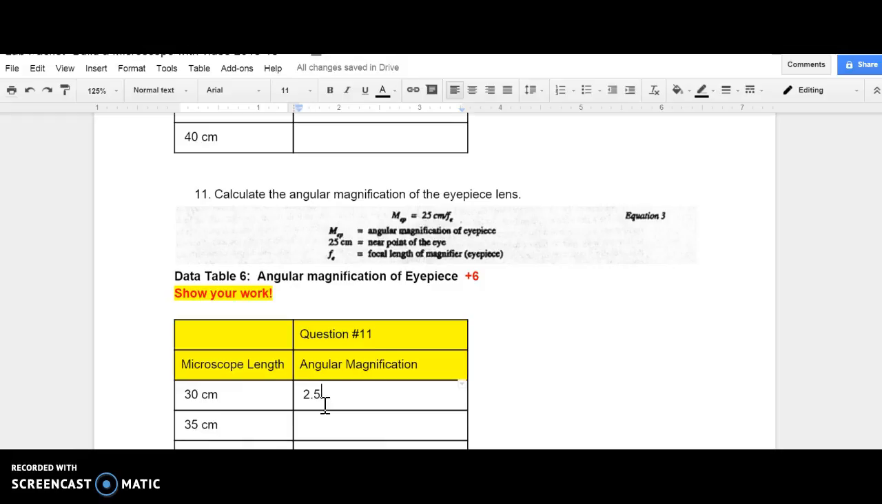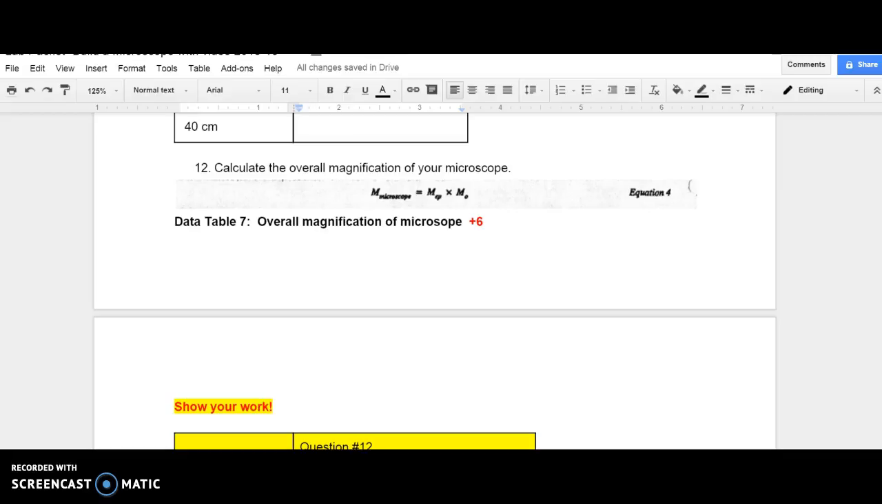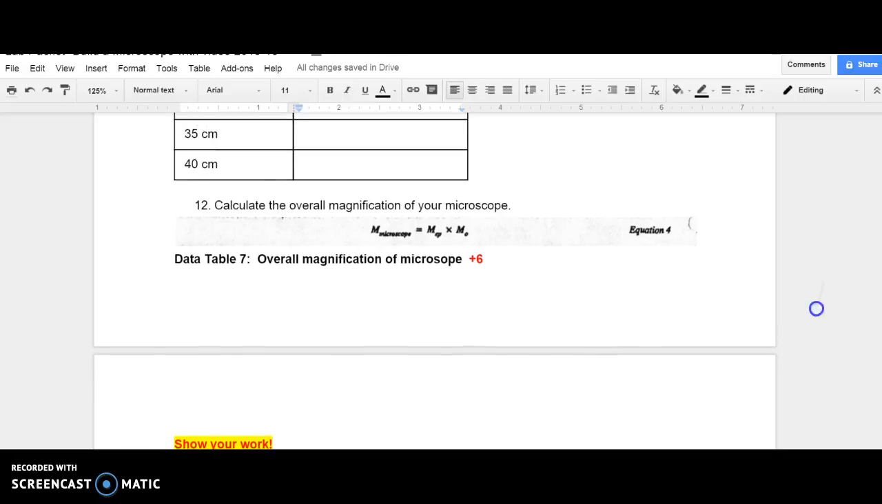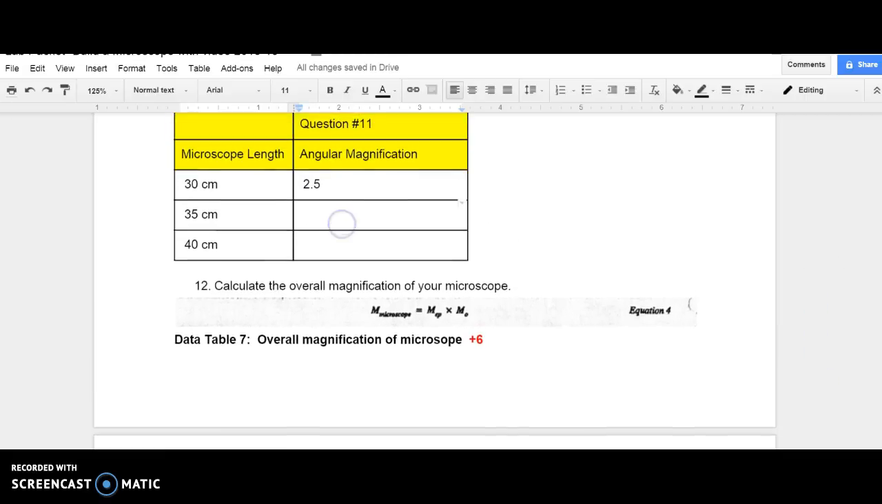And again, I'll do the same calculation. Well, actually, for question 11, the focal length of the eyepiece doesn't change. So you know it's going to be 2.5 and 2.5. All three of those answers will be the same.